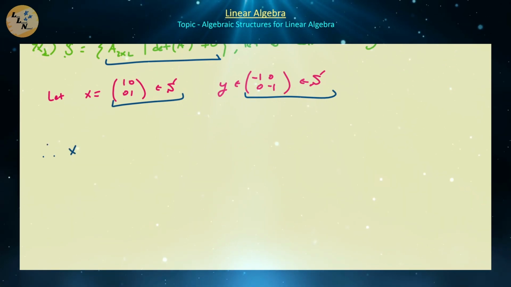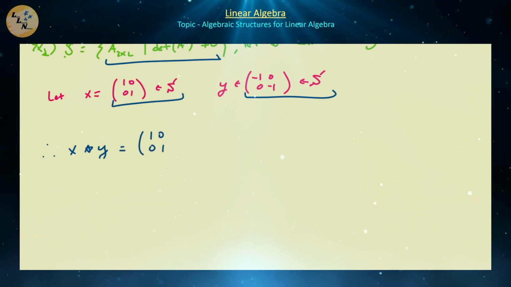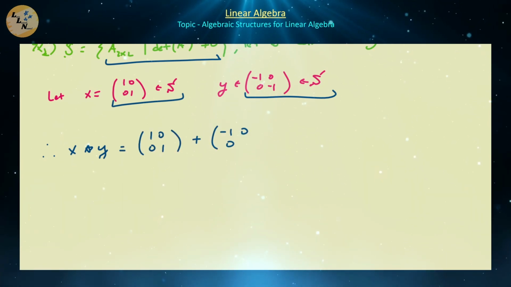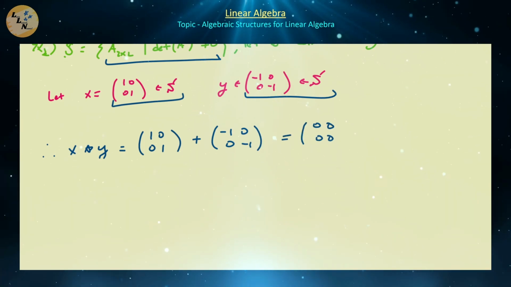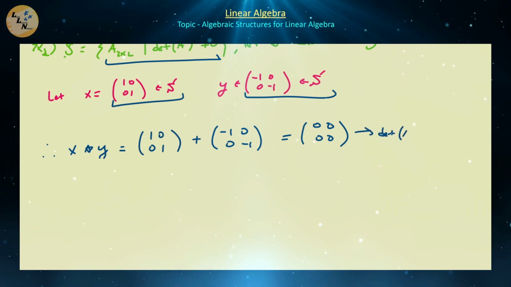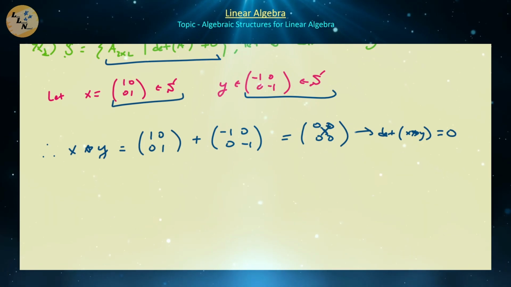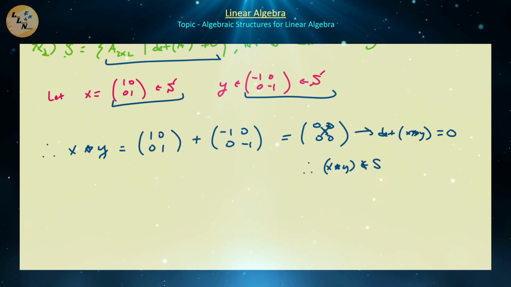And let's do the operation x star y between them. That is going to be equal, by definition, to 1, 0, 0, 1 plus negative 1, 0, 0, negative 1. And by ordinary matrix addition, we know that's the matrix 0, 0, 0, 0, which has a determinant, let's call it the determinant of x star y, equal to 0, because that's 0 times 0 minus 0 times 0. That means this element, x star y, is not an element of S. We've chosen two particular elements of S and shown that it's not closed.